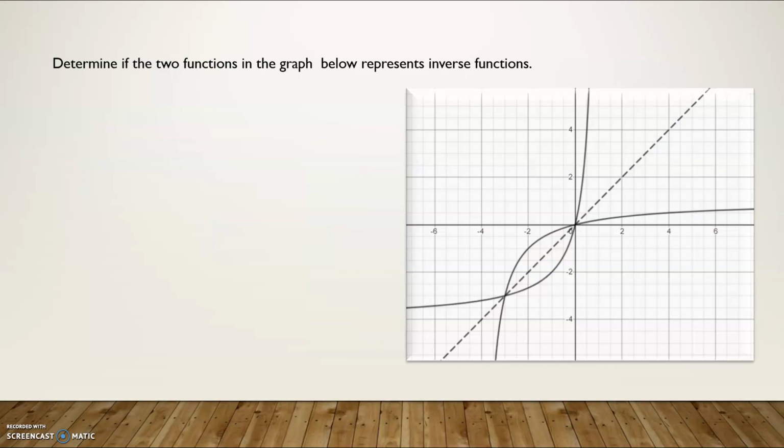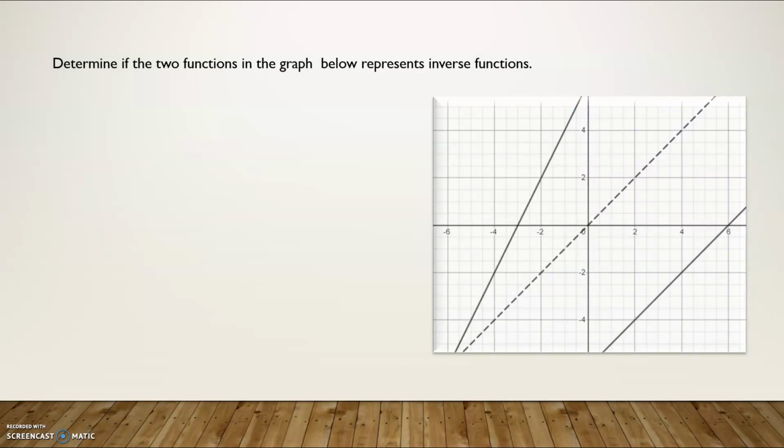Now let's look at this right here. Determine if the two graphs, or the functions in the graphs, represent an inverse function. Now here is our y equals x line, this dotted line right here. Now if I cut this picture in half, it does look like an exact mirror image of each other. So because of that, and we've got one function here and a different function right here, yes, these two functions are inverses of each other.